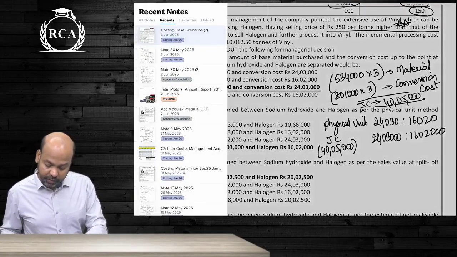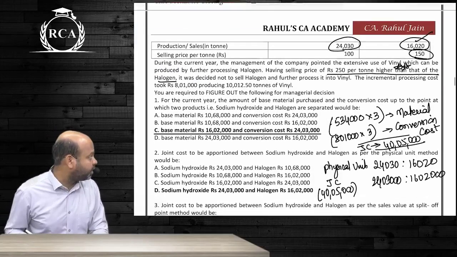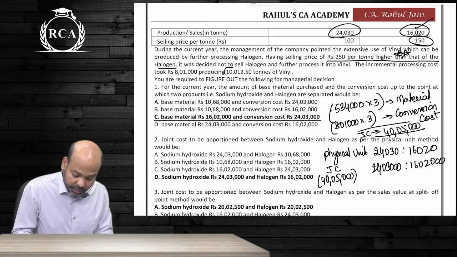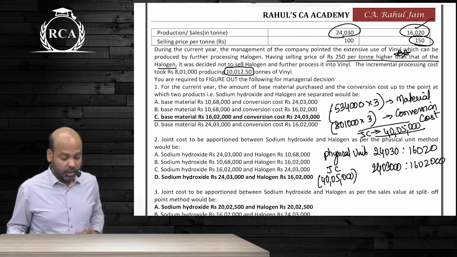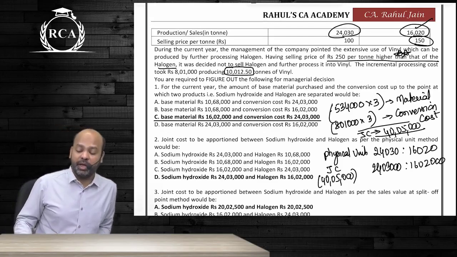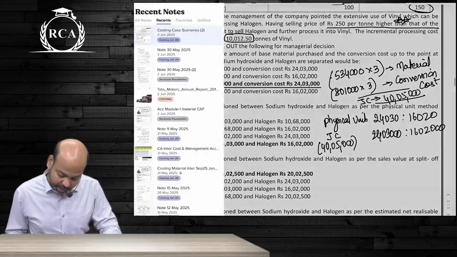So now guys, the output is changing. Earlier the output was 16,020 tons. Now the output is 10,012.5 tons. Earlier we got 16,020 tons, guys. Now you have only 10,012.5 tons. Is that understood?